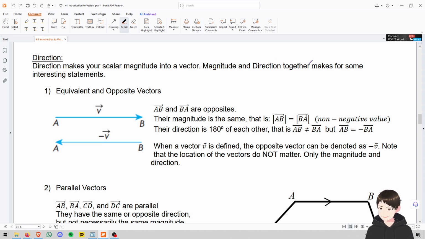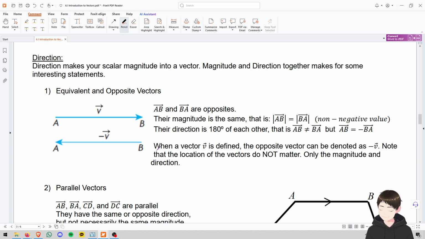So magnitude and direction together make for some interesting statements. Consider this. Vector AB, going this way, and vector BA, going this way, are opposites. But their magnitude is the same, right? Vector AB magnitude and vector BA magnitude, because I don't care about the direction, I only care about the distance. Since their direction is 180 degrees of each other, the vectors are not the same, but if we change the direction, then they are fully identical.